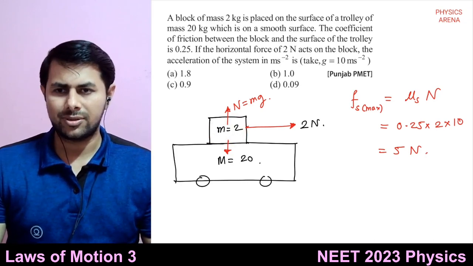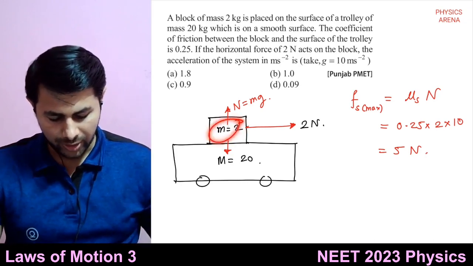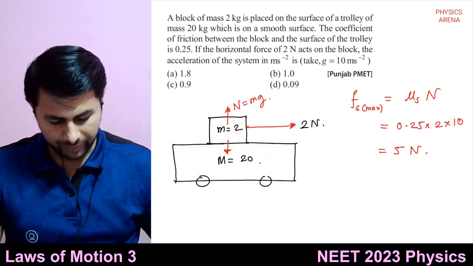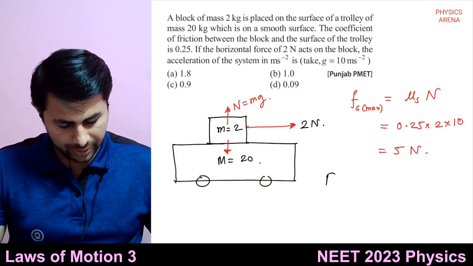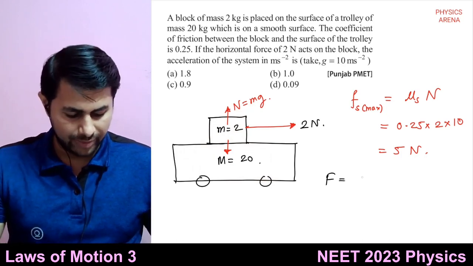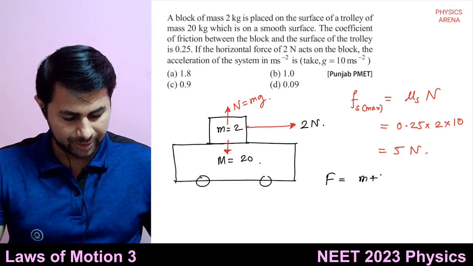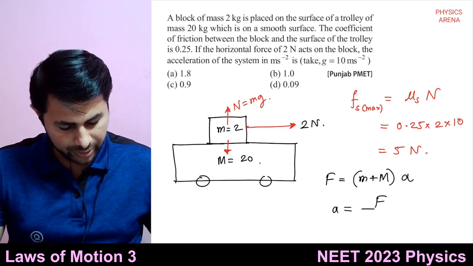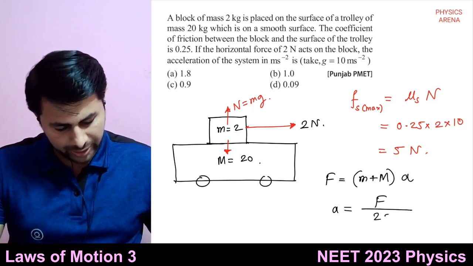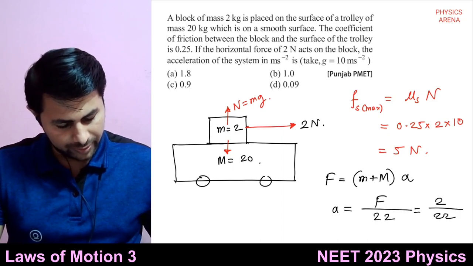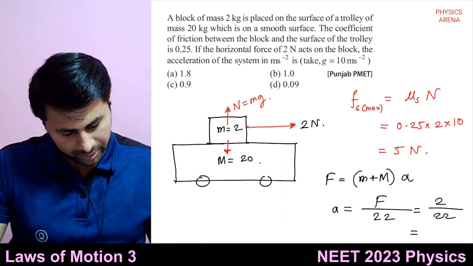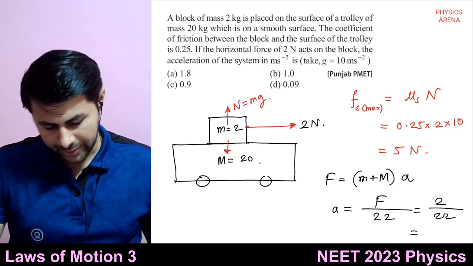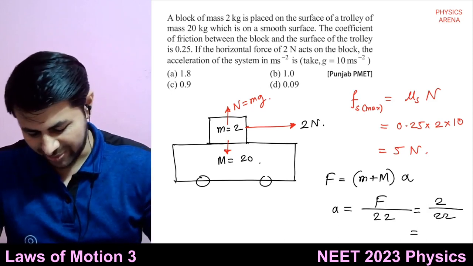Okay, not enough to slide this block. So what will happen? The block and this trolley, both of them will move with some acceleration. So this external force is equal to the total mass of the system, which is m plus capital M, multiplied by acceleration. So acceleration is equal to F divided by total mass, which is 2 upon 22. It will be close to 0.1, 0.9, oh sorry, 0.09 will be the answer, right?